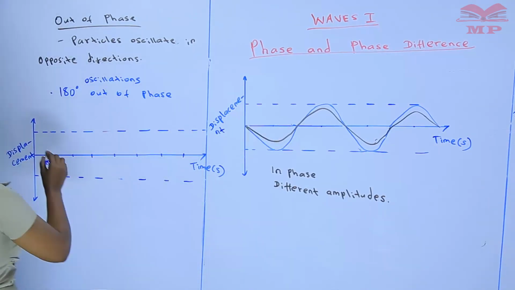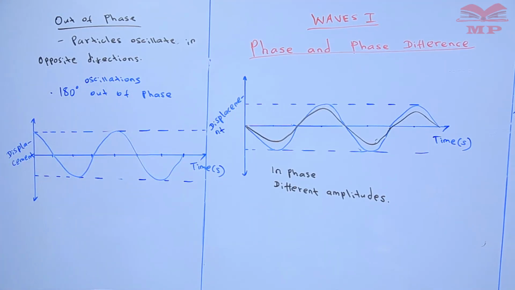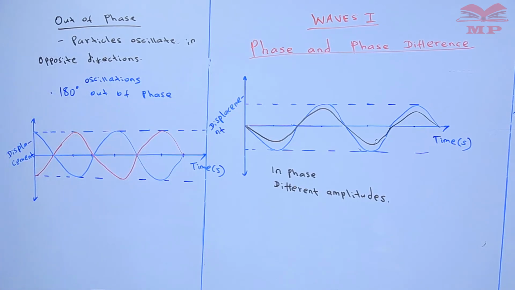So if we have a wave from this point here up to there, if we want to draw another wave that is 180 degrees out of phase to this one, we have seen that we are drawing it in the opposite direction. So we are going to start from here. So we move this way. That is it. So we are going to say that here the oscillations are 180 degrees out of phase. So you can see now it is in opposite directions.